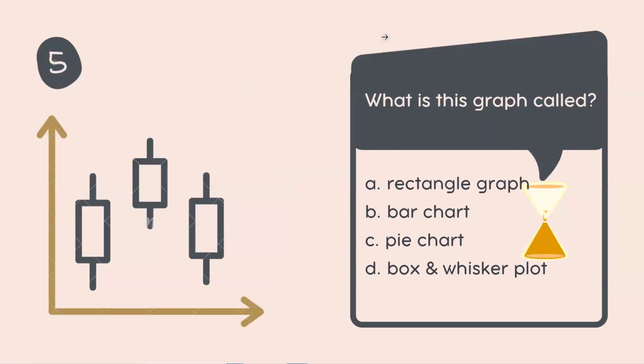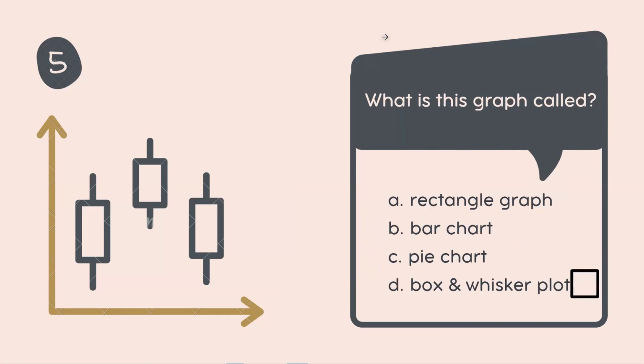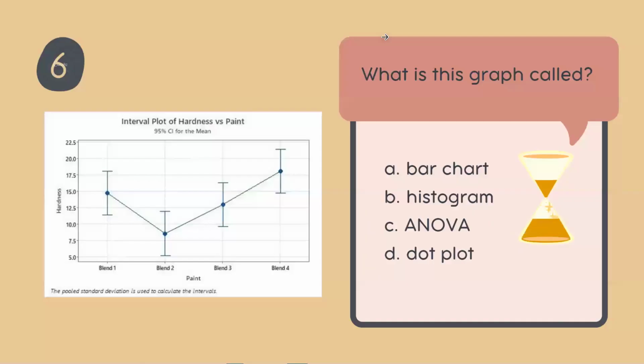What is this graph called? Rectangle graph, bar chart, pie chart, box and whisker plot. The answer is box and whisker plot. We can identify the quartiles, so it is called a box and whisker plot.